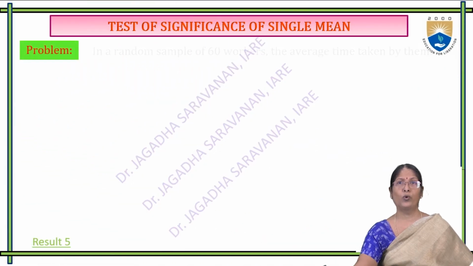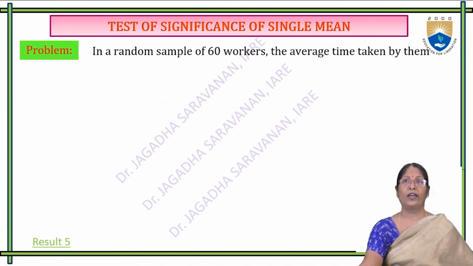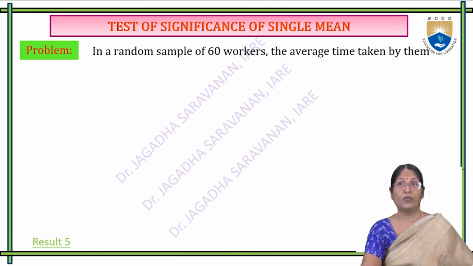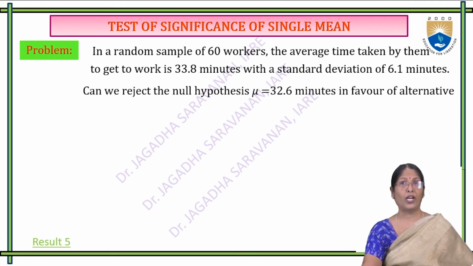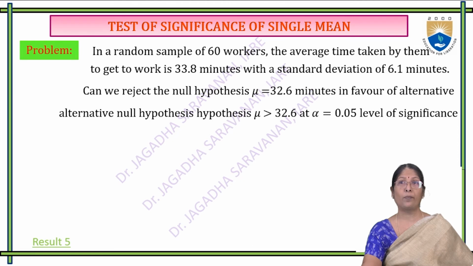So now we will move to the fifth problem. In a random sample of 60 workers, the average time taken by them to get to work is 33.8 minutes with a standard deviation of 6.1 minutes. Can we reject the null hypothesis mu equal to 32.6 minutes in favor of the alternative hypothesis mu greater than 32.6?